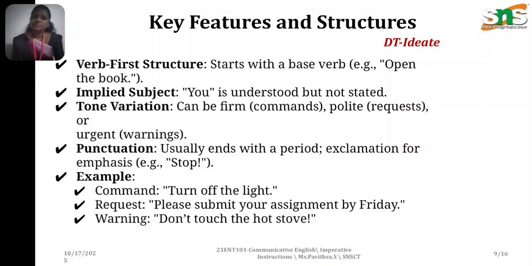For example, a command: turn off the light. It is an order, right? A request: please submit your assignment by Friday. A warning: don't touch the hot stove. So you can understand the tone through the punctuation.